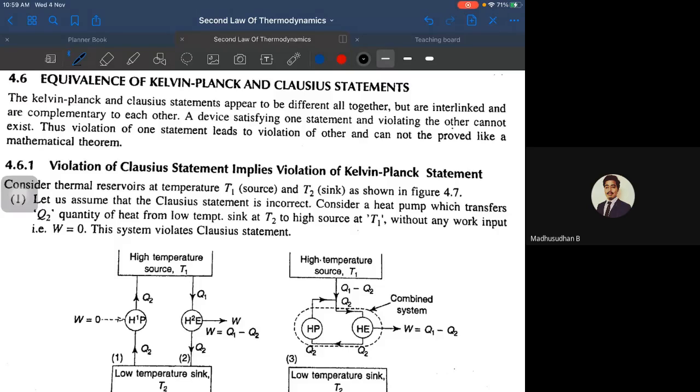On the other hand, you can even prove it by violating Clausius. If you violate the Clausius statement, Kelvin-Planck would be violated. So if you prove that by violating Clausius, even the Kelvin-Planck is violated, then you can establish the equivalence between these two statements. Regarding that, there is some theory given, which I'll be explaining anyhow. If you are free, you can glance at it.